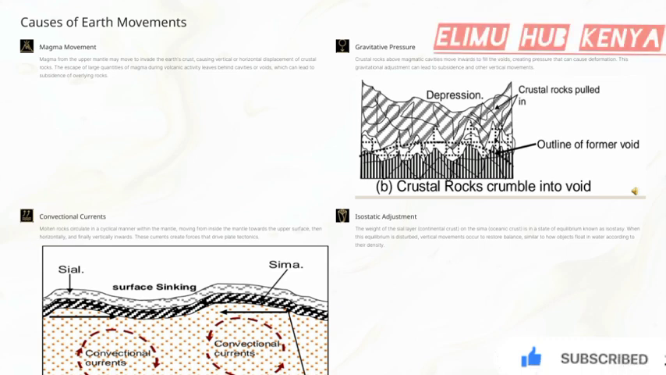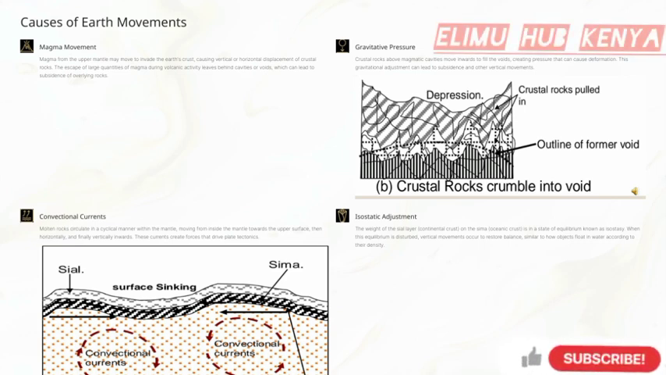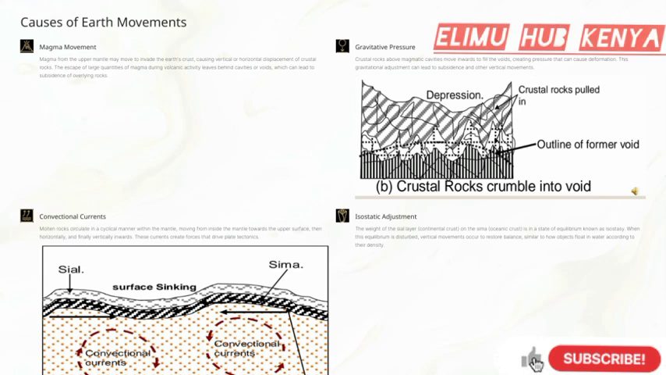Moving on to convectional currents, these are circulating flows of molten rock within the mantle. The currents move from deep inside the mantle towards the surface, then horizontally across it, and finally back inward vertically. These currents generate forces that drive the movement of tectonic plates, which is fundamental to the theory of plate tectonics.